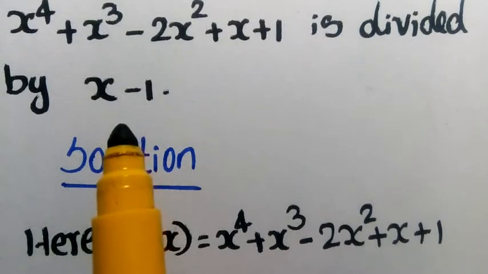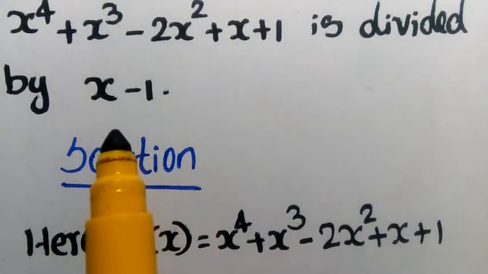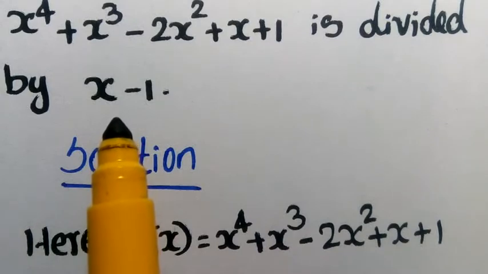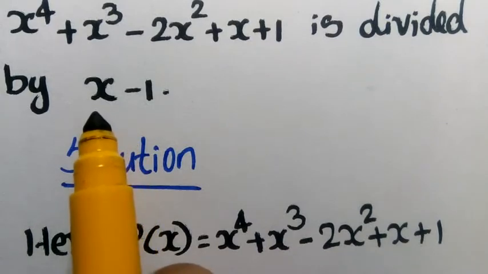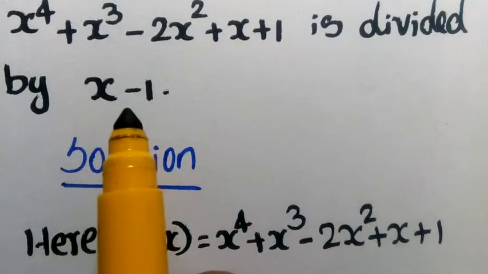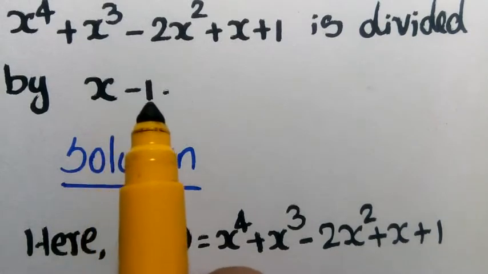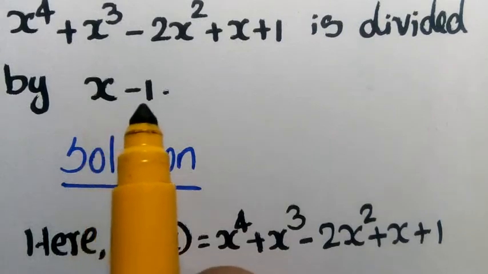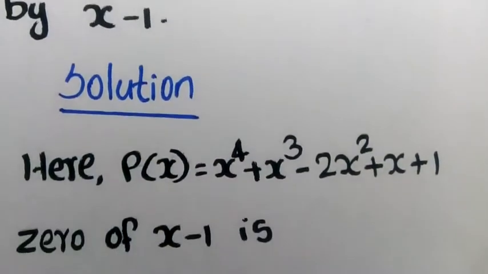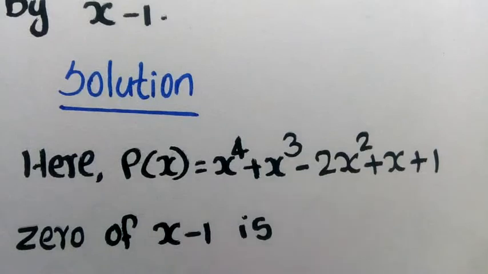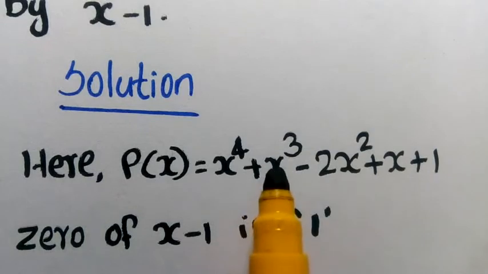How to find p of a? Just find the 0 of x minus 1. So, we need to find the value of x. That is 0 of x minus 1. How to find 0 of x minus 1? Yes, we need to equate x minus 1 to 0. If we equate x minus 1 to 0, then we will get 0 of x minus 1 is 1. After getting the 0 of the divisor, substitute the value of x in the given polynomial.